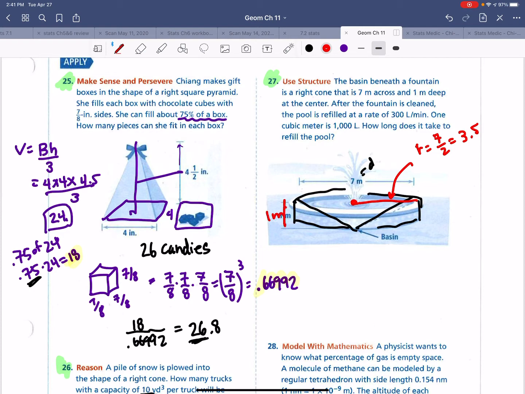So we got that. It says after the fountain is cleaned, the pool is refilled at a rate of, so this is a magical rate, right? And we don't know if we have to multiply by 300 or divide by 300. So we're going to keep track of our labels. 1 cubic meter is, so that's another magical one. And we're going to keep track of that. We don't know if we have to divide by 1,000 or multiply by 1,000. So first we need our volume, right? So the area of our base is a circle times however high, divide by 3 because it's a cone. It's pointy. So 3.5 and 3.5, and our height is 1 meter, and we're going to divide by 3. So let's figure out what our volume is.